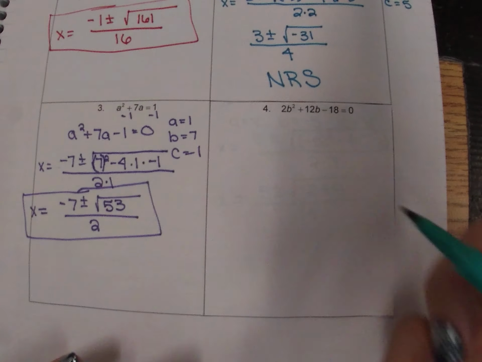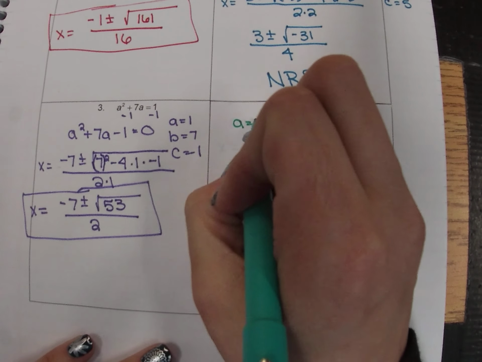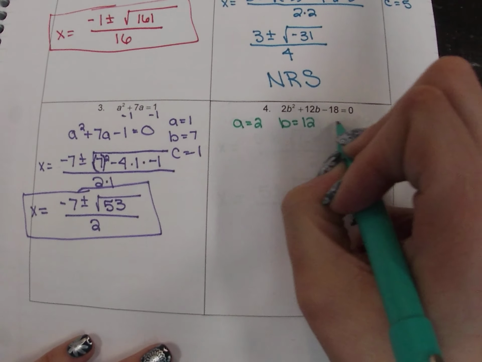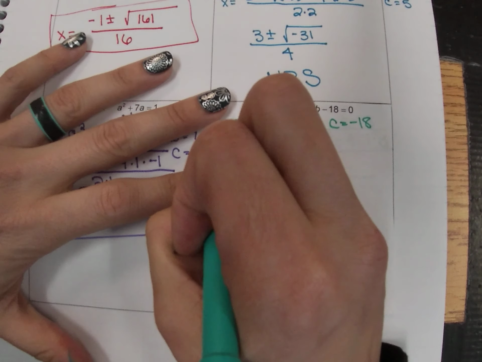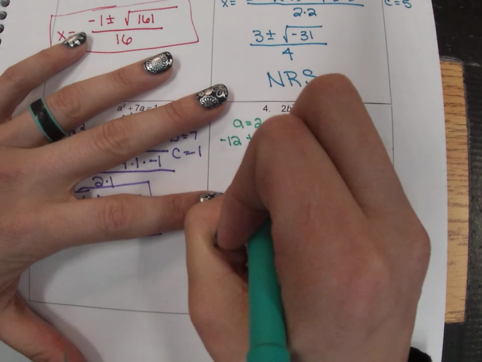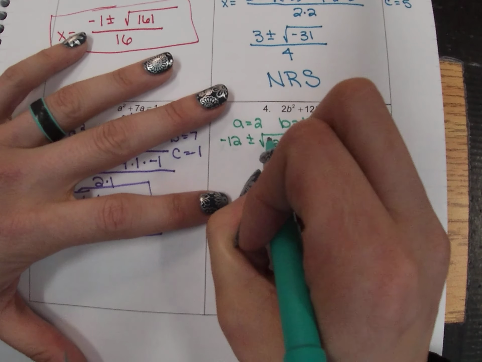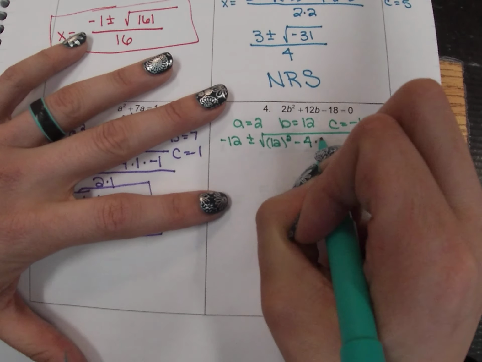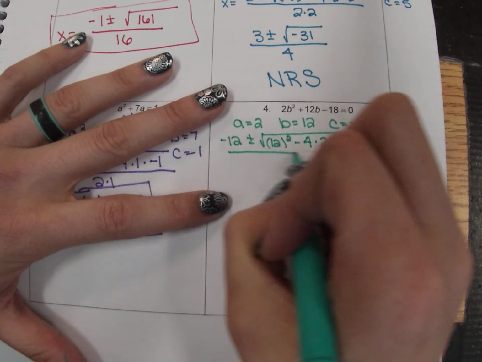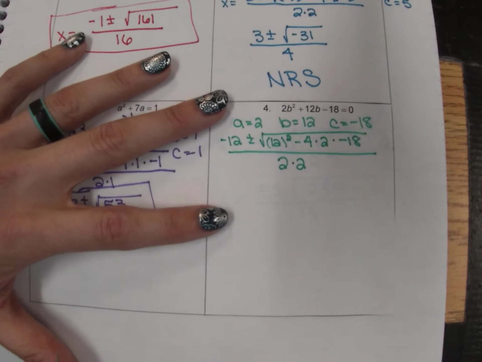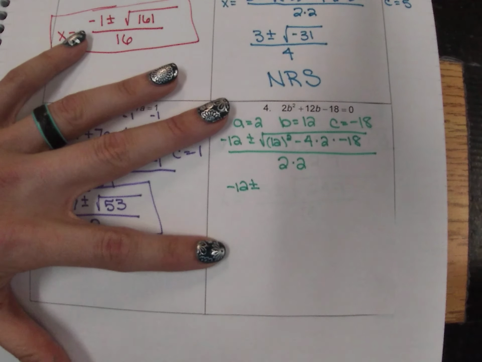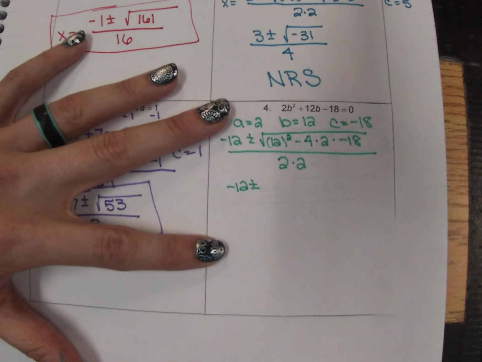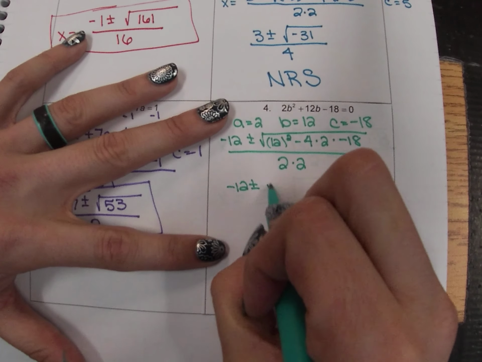If we look at example 4, we have 2b squared plus 12b minus 18 equals 0. It's already in the correct format, so we just need to identify a, which is 2, b is 12, c is negative 18, and so we'll just start plugging into our formula. Negative 12 plus or minus the square root of 12 squared minus 4 times a times c, all over 2a. Underneath our square root, 12 squared minus 4 times 2 times negative 18 will give us 288.